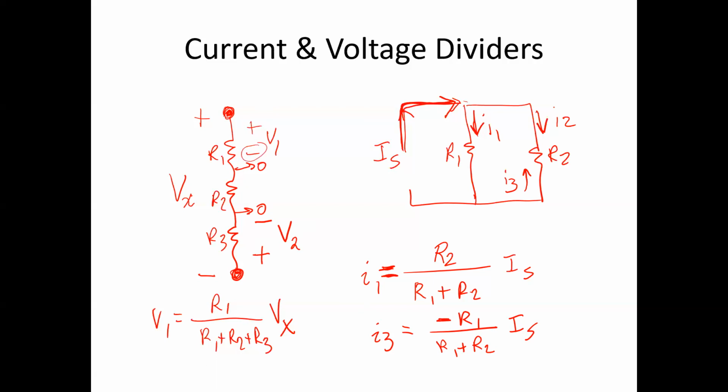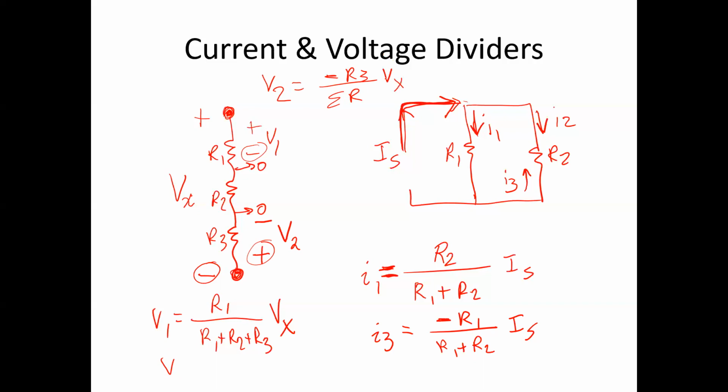Because the negative sign of the voltage is not aligned with the negative sign of the total voltage. It's the positive sign of V2 that's aligned with the negative direction of Vx. So that generates a negative sign, and then you would write this with a minus sign. So this would turn into V2 equals minus R3 divided by the sum of the resistances times Vx.